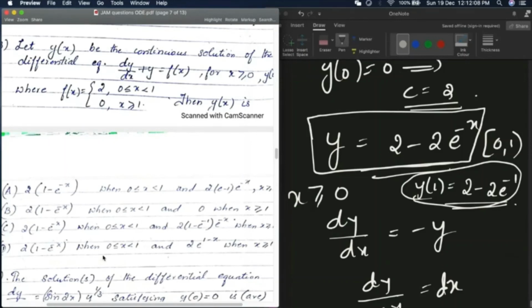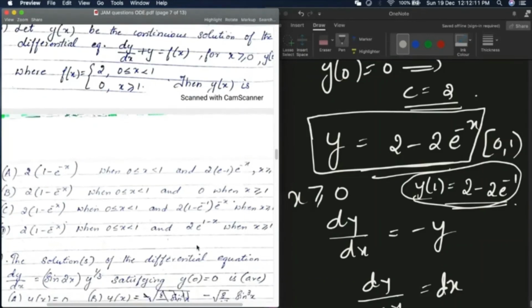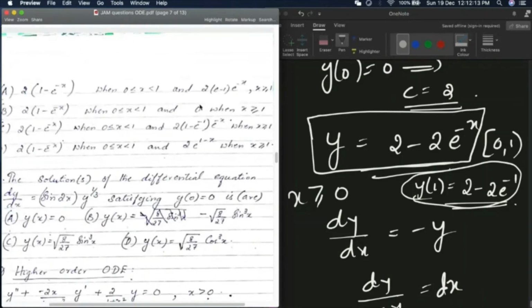Option A. So always check: the second condition is not given, only one condition, the initial condition y of 0, is given to you. So at 1 you can equate the two solutions to find the value of c. Okay, got it?